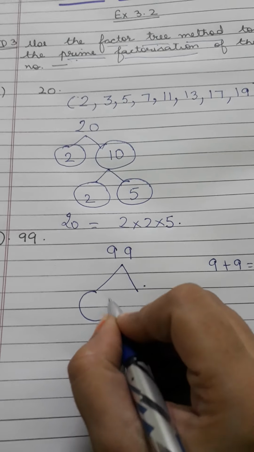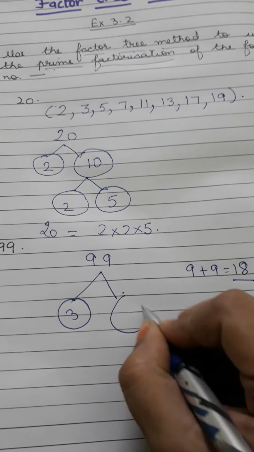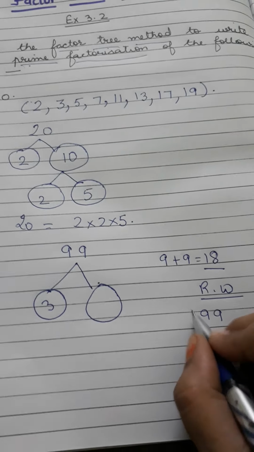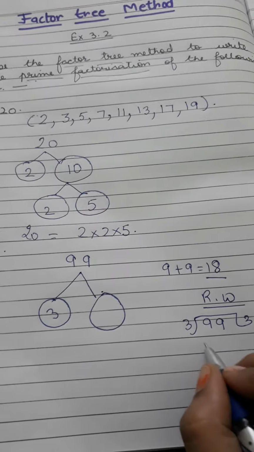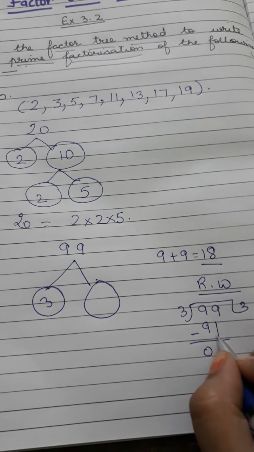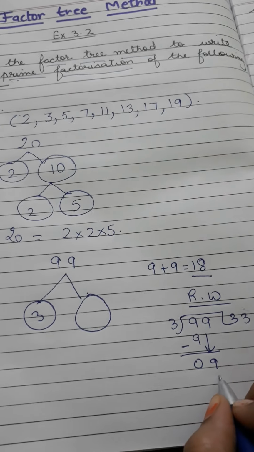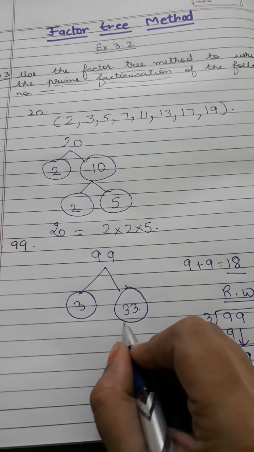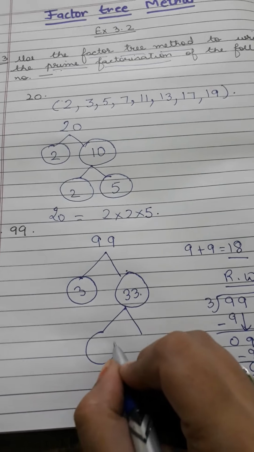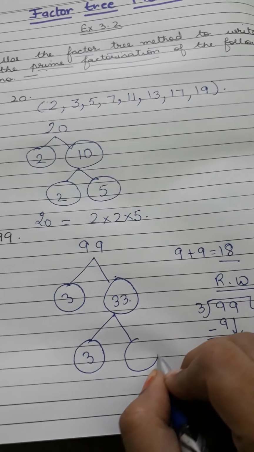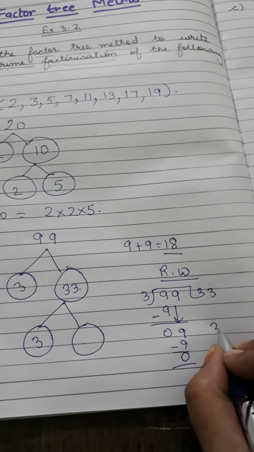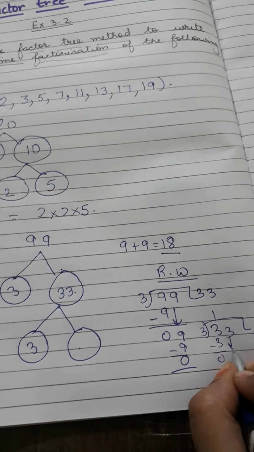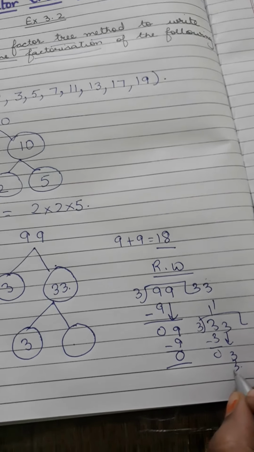So here I will write 3, but I don't know what will come here. So in my rough work I will divide and check. 3 nines are 9, 0 here, again 9. So 3 threes are 9. So what will come here? 33. Similarly again 33 is divisible by 3. And what will come here? I can divide here in my rough space. 3 ones are 3, 0, again 3, 3 ones are 3.